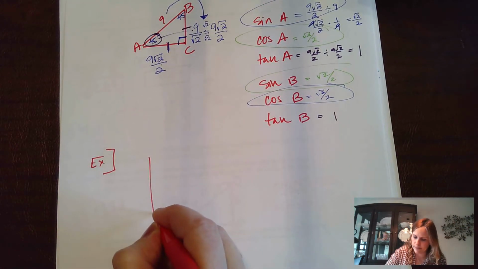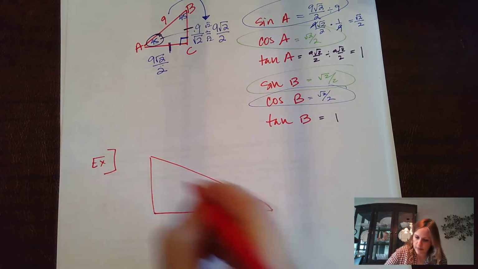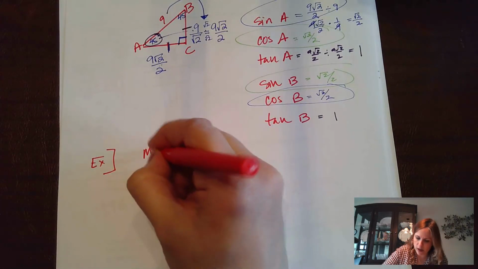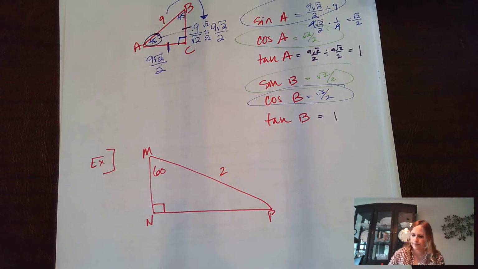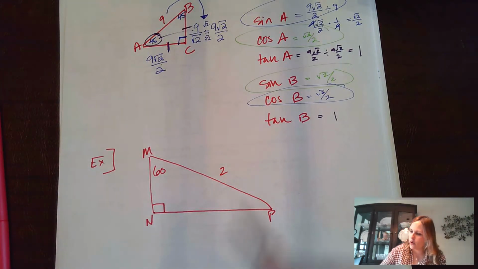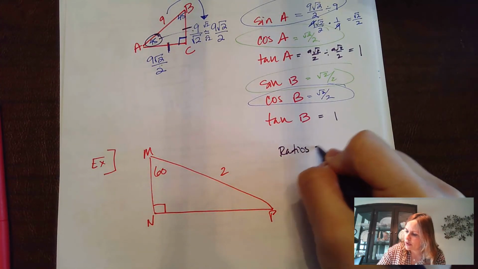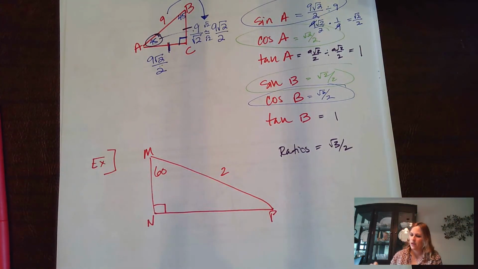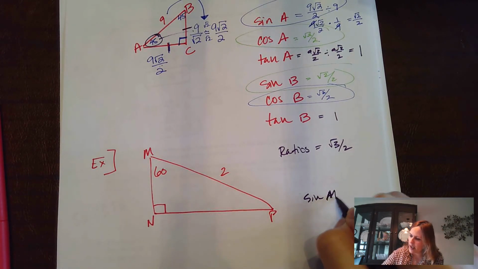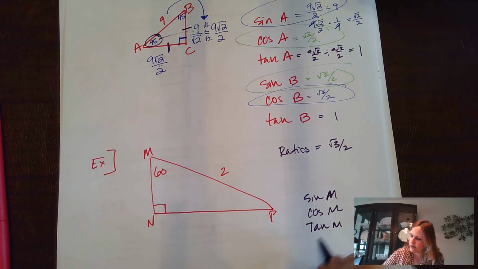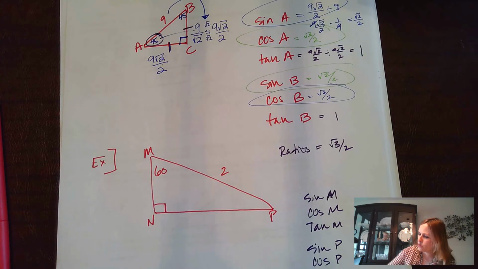Same kind of deal. I'm going to give you that this is 60. I'm going to call this M, N, and P. And I'm going to give you that this is 2 and this is a right angle. This time I want ratios that are equal to root 3 over 2. So the ratios I'm having you look at are sine of M, cosine of M, tangent of M, and then sine of P, cosine of P, and tangent of P. Okay, so those are the ratios we're going to be looking at.